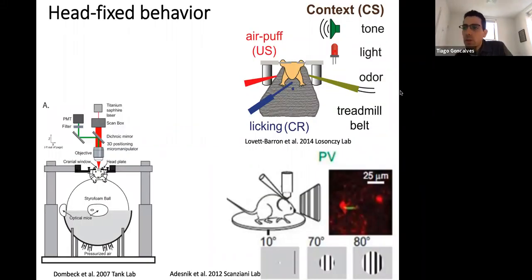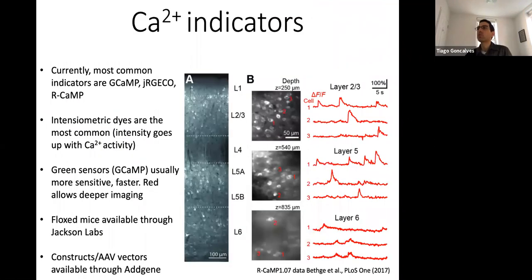This is actually a little bit out of place. So the other type of imaging, and this is the part that you're waiting for, is calcium imaging of activity. Luke talked about this.